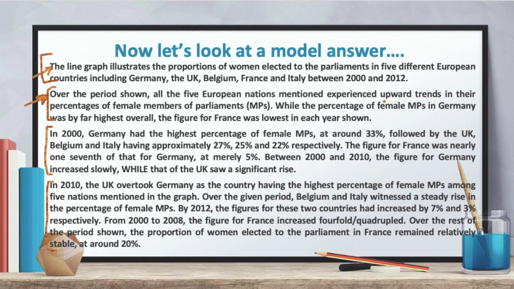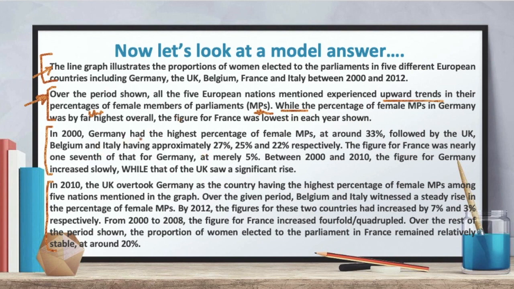Mention experienced upward trends, so all of them experienced upward trends, while the percentage for Germany was by far the highest. It should be the highest. Overall, the figure for France was the lowest in each year shown. So this is the overview. Overall is clear. Everyone is increasing except for France, which was the lowest in each year shown.